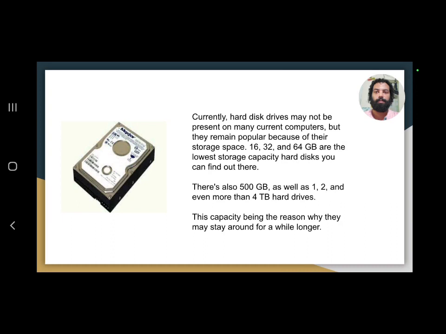16, 32, and 64 gigabytes are the lowest storage capacity hard disks you can find out there. There are also 500 gigabytes, as well as 1, 2, and even more than 4 terabyte hard drives. This capacity is the reason why they may stay around for a longer while.